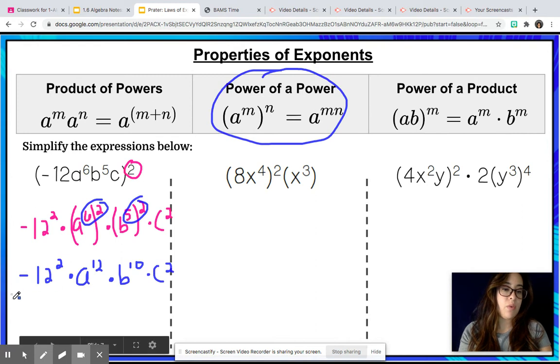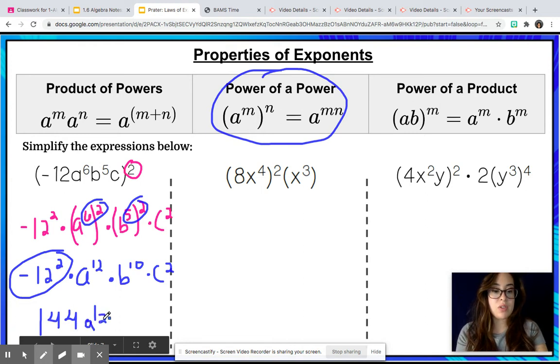Okay, and then one final part is that this can be simplified. We know that negative 12 times negative 12 is 144. You can also put it into your calculator and it'll help you multiply that out. So I got 144 times a raised to the 12 times b raised to the 10 times c raised to the 2.